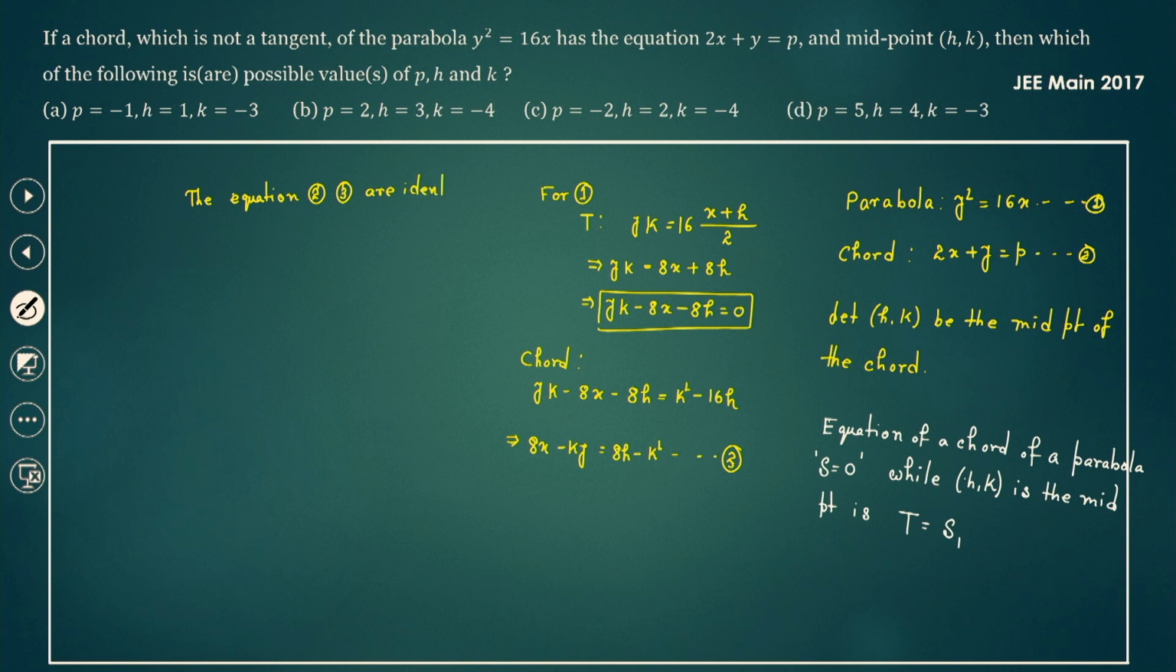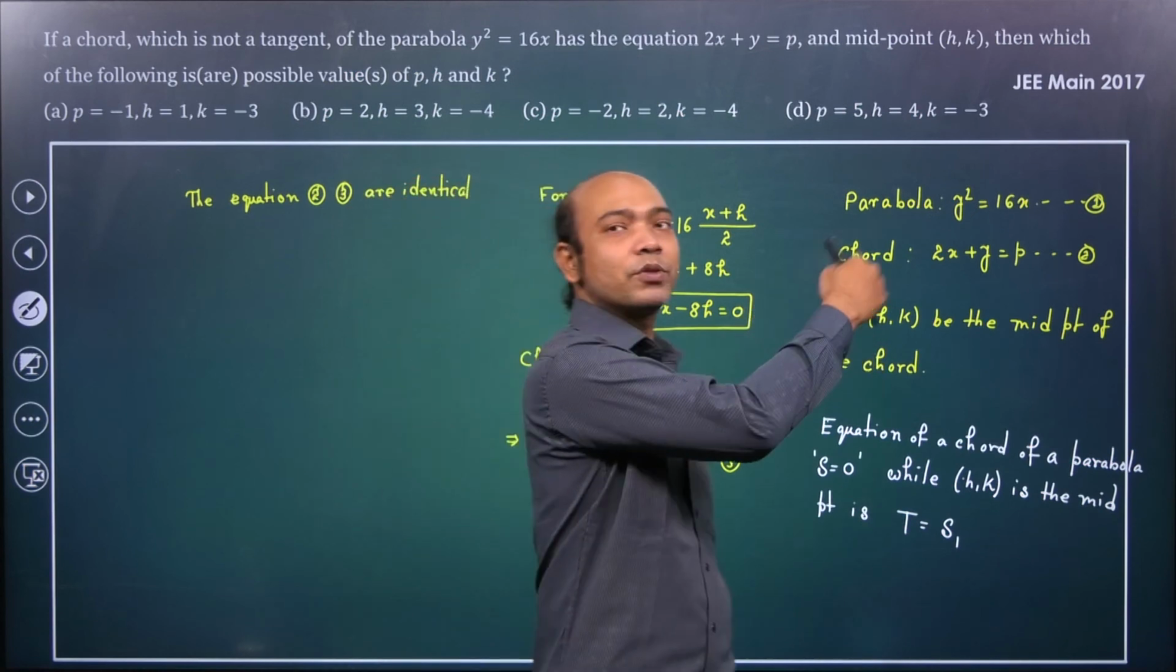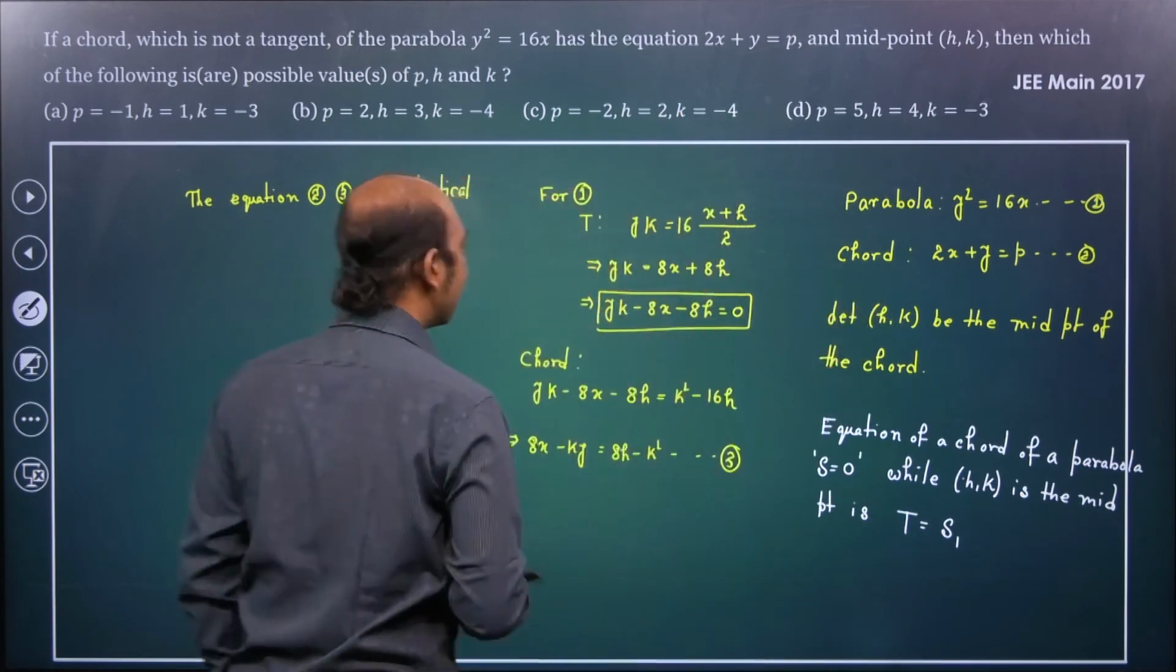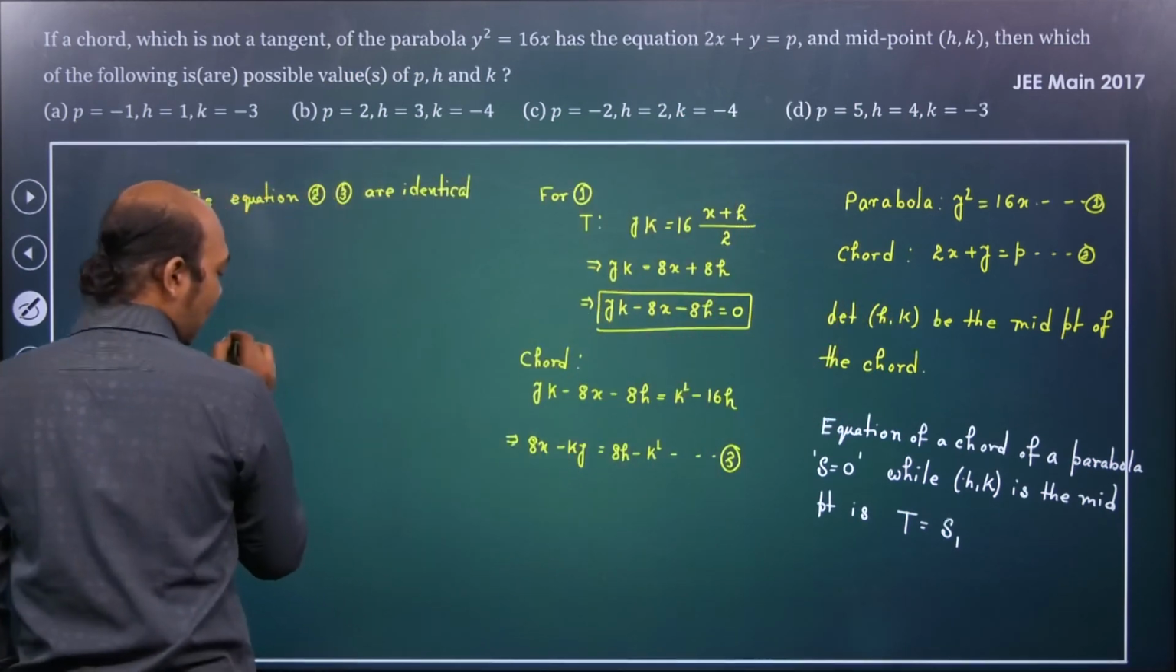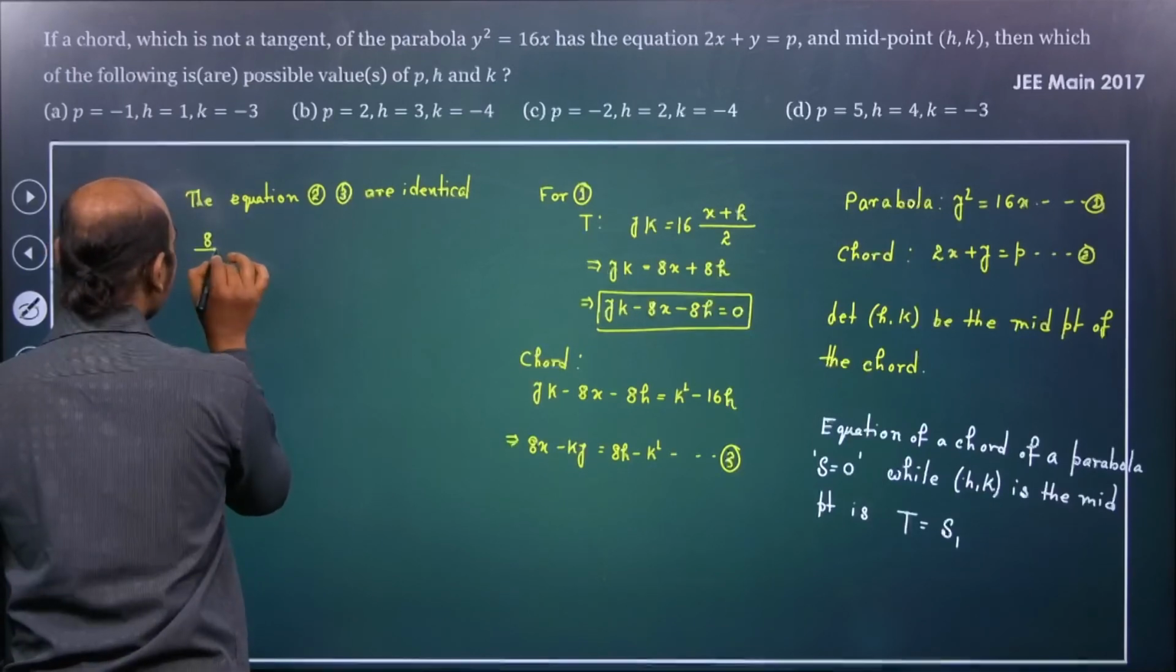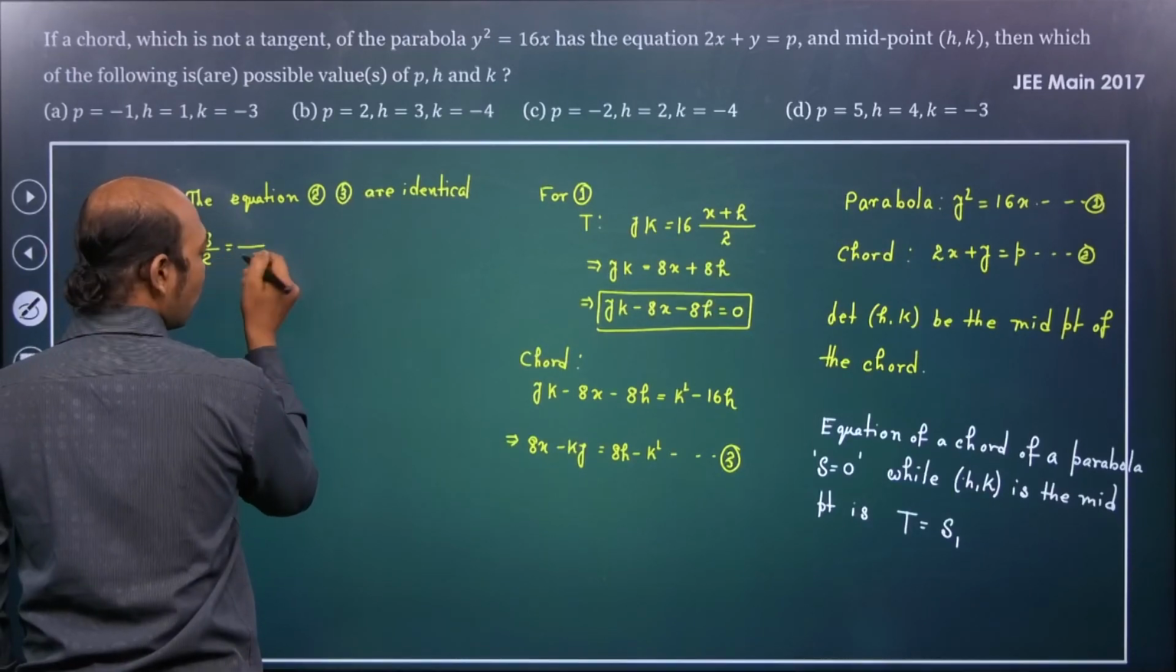Now, what does identical mean? That means that the coefficient of x is equal to the coefficient of y, so their ratios are equal. We can easily consider that. So let's go ahead and write 8 by 2. The coefficient of x is equal to the coefficient of y.